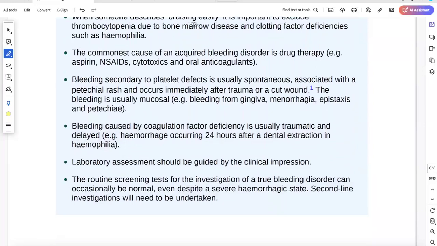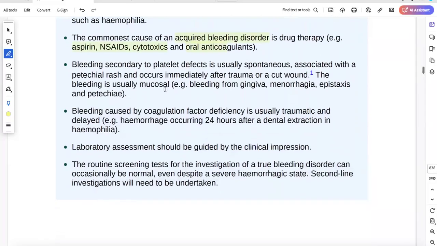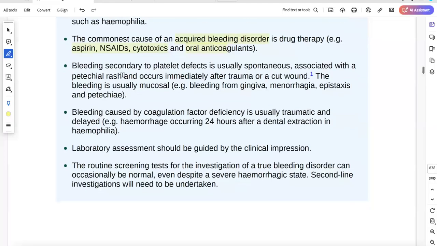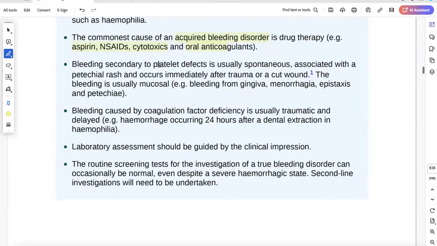One of the commonest causes of acquired bleeding disorder is drugs. Someone who is on blood thinners, like warfarin, Clexane, heparin, so any oral anticoagulant, then aspirin, NSAID, this can also cause bleeding disorder. Always remember, if bleeding occurs spontaneously, then it is most likely platelet defects.